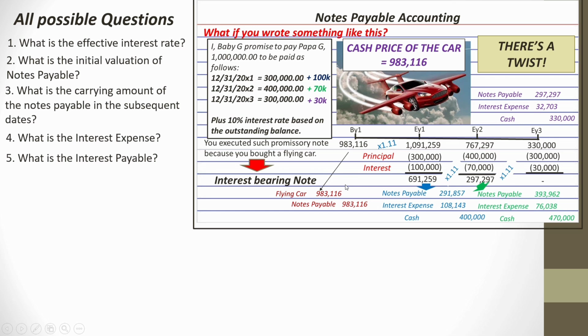The interest payable, on the other hand, is based not on the effective rate, but on the agreed rate or the nominal rate. Meaning, if we apply it in this problem, we are talking about this 10%.